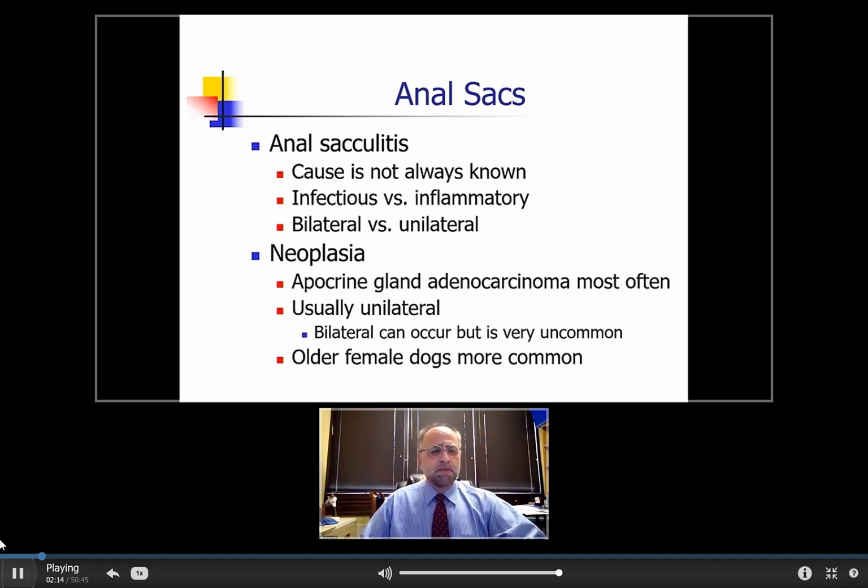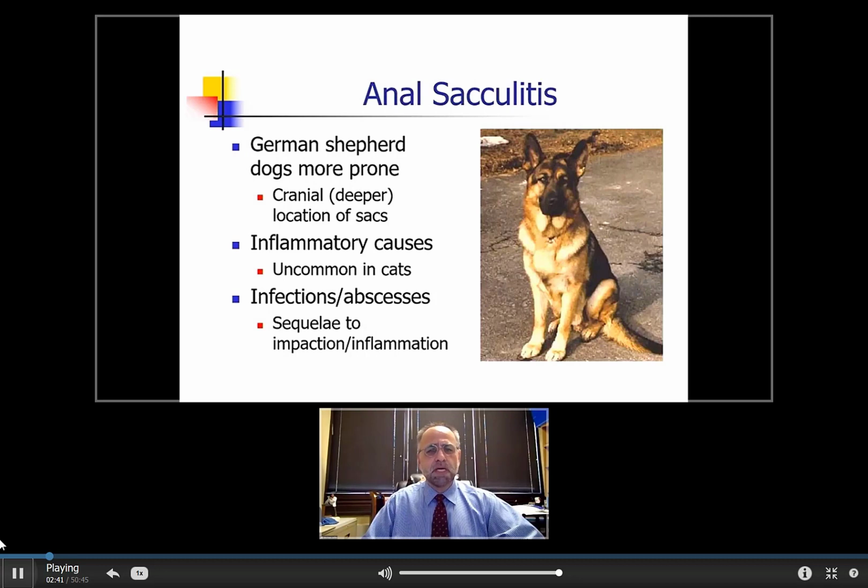However, when we're dealing with neoplasia, apocrine gland adenocarcinoma is the tumor that's most frequently seen. It's almost entirely unilateral. In fact, I don't know that I've ever seen a case of bilateral neoplasia, but they can occur, and they are reported. They're just very, very rare. So if you do suspect a tumor in one gland, obviously we're always going to check the other. For some reason, female dogs do seem to have this more commonly.